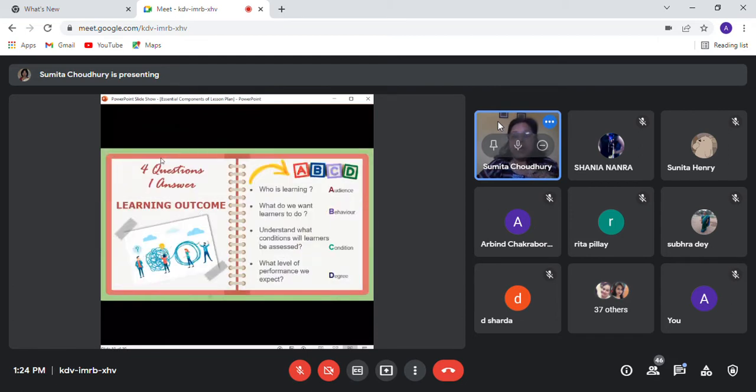Now, my next slide is learning outcome. Learning outcome is a solution to 4 problems which makes it really important to understand. The 4 problems or questions that can be answered through learning outcomes are: who is learning? That is the audience. Here, I need to understand the class and the students I am teaching, focusing on their level of understanding. Next, what do we want learners to do?